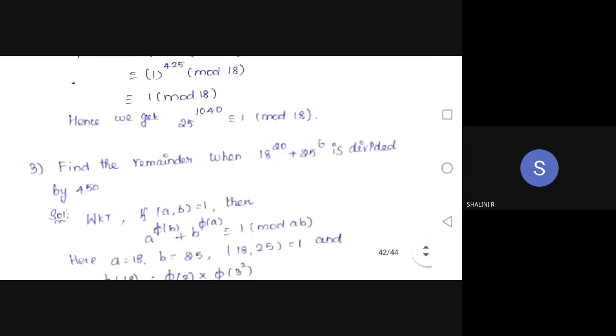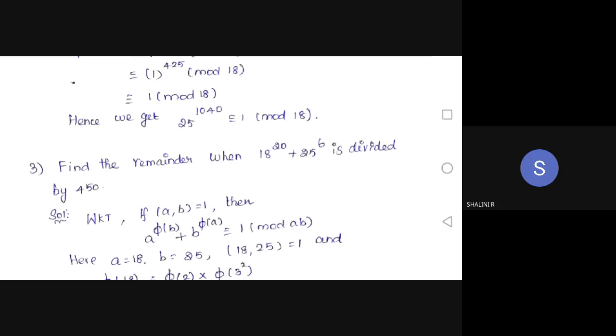If A and B are relatively prime, then A power phi of B plus B power phi of A is congruent to 1 under mod AB. Here A will be taken as 18 and B is taken as 25. So check the GCD between 18 and 25. You can get the GCD as 1. Therefore 18 is relatively prime to 25.